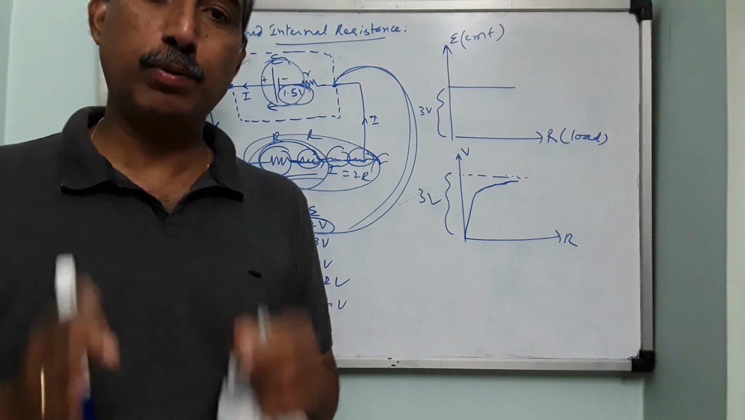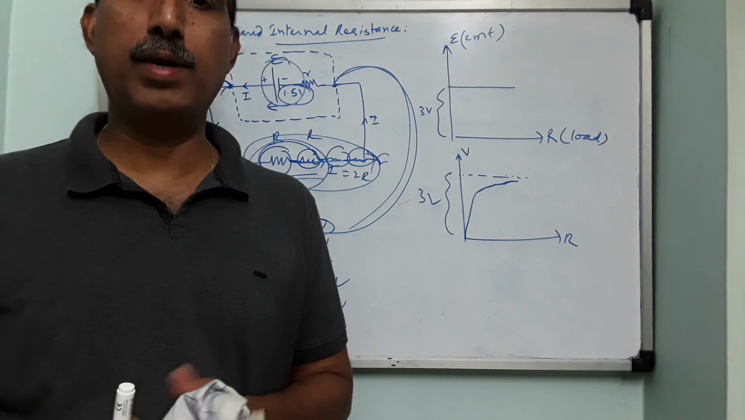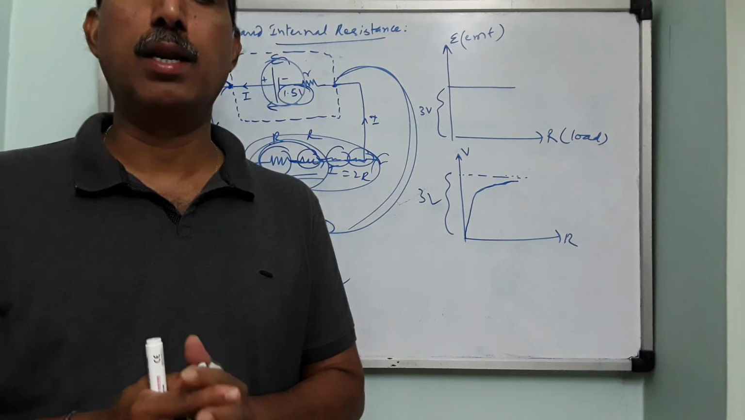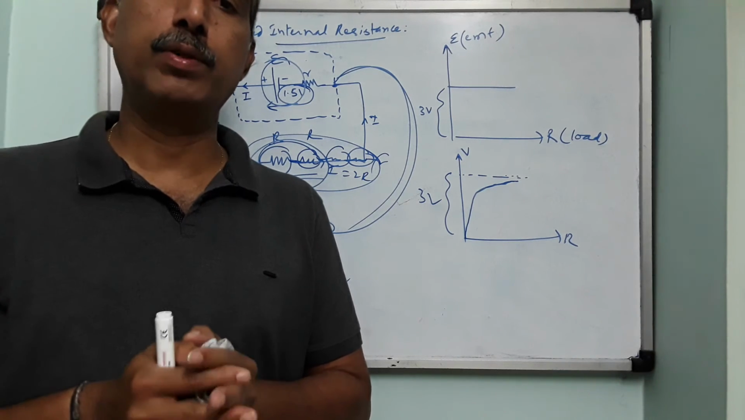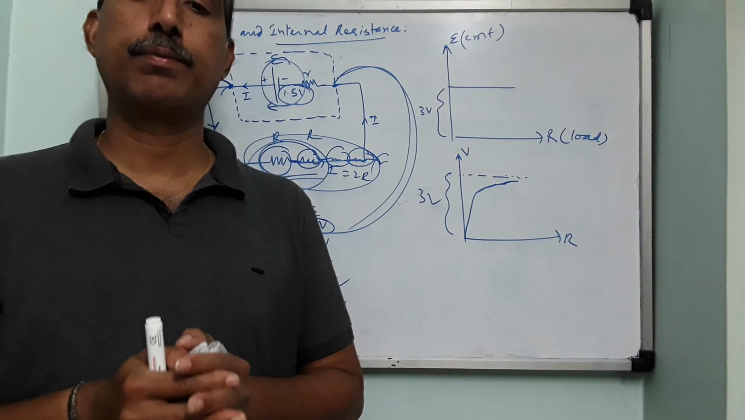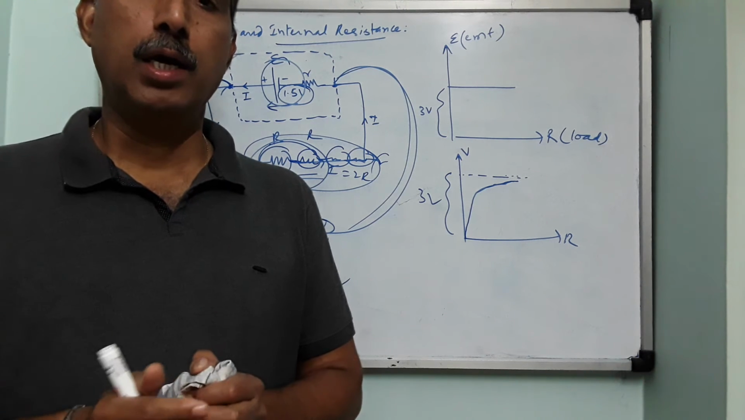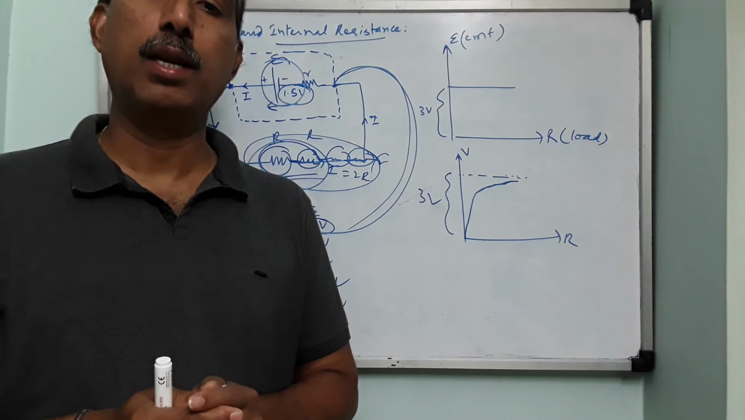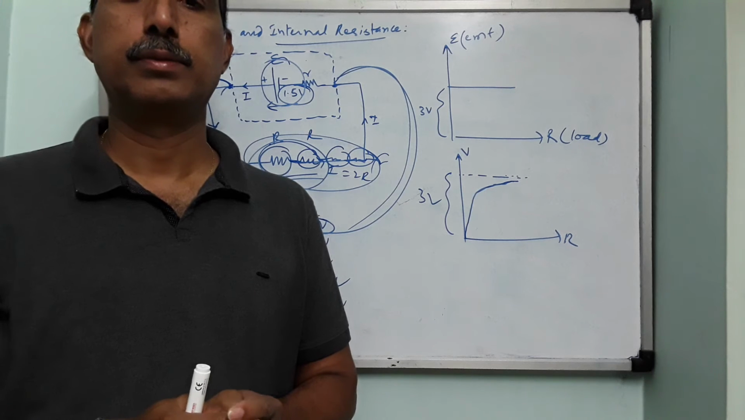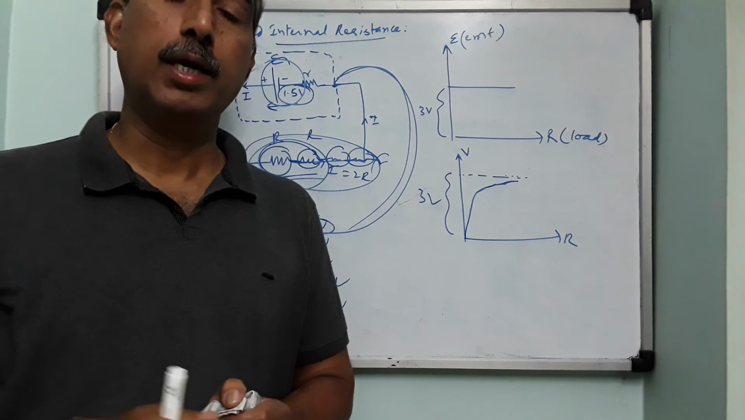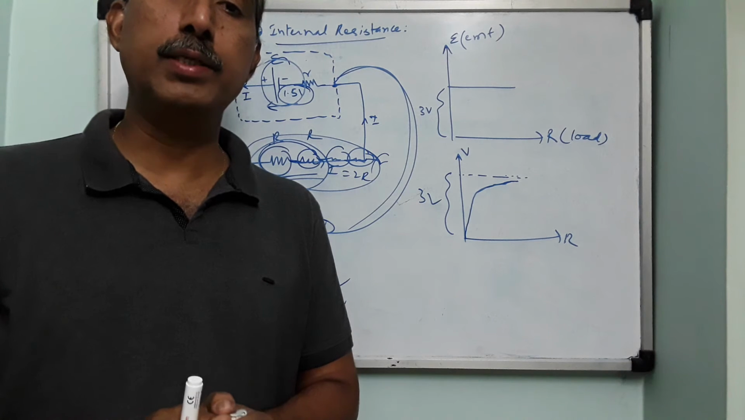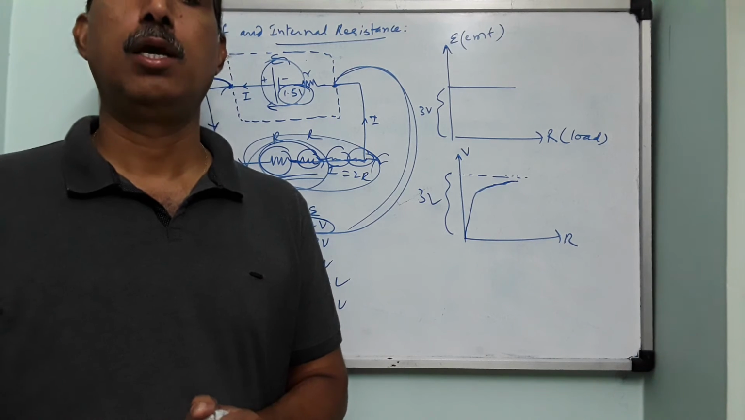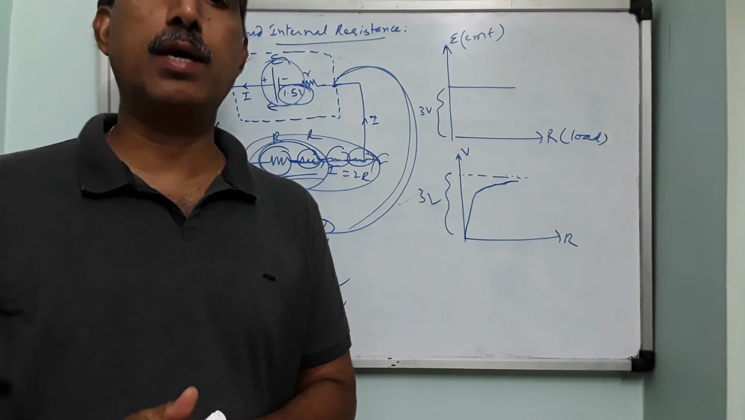So basing on this experimental evidence, we define EMF like this. It is the potential difference measured across the terminals of the cell when no current is drawn from it, or when the cell is open circuited. Potential difference, how you define it: the voltage measured across the terminals of a cell when current is drawn from the cell. Or you also can say the voltage measured across the terminals of the cell when it is in a closed circuit. Closed circuit means current is drawn from the cell. Open circuit means there is no current drawn from the cell.